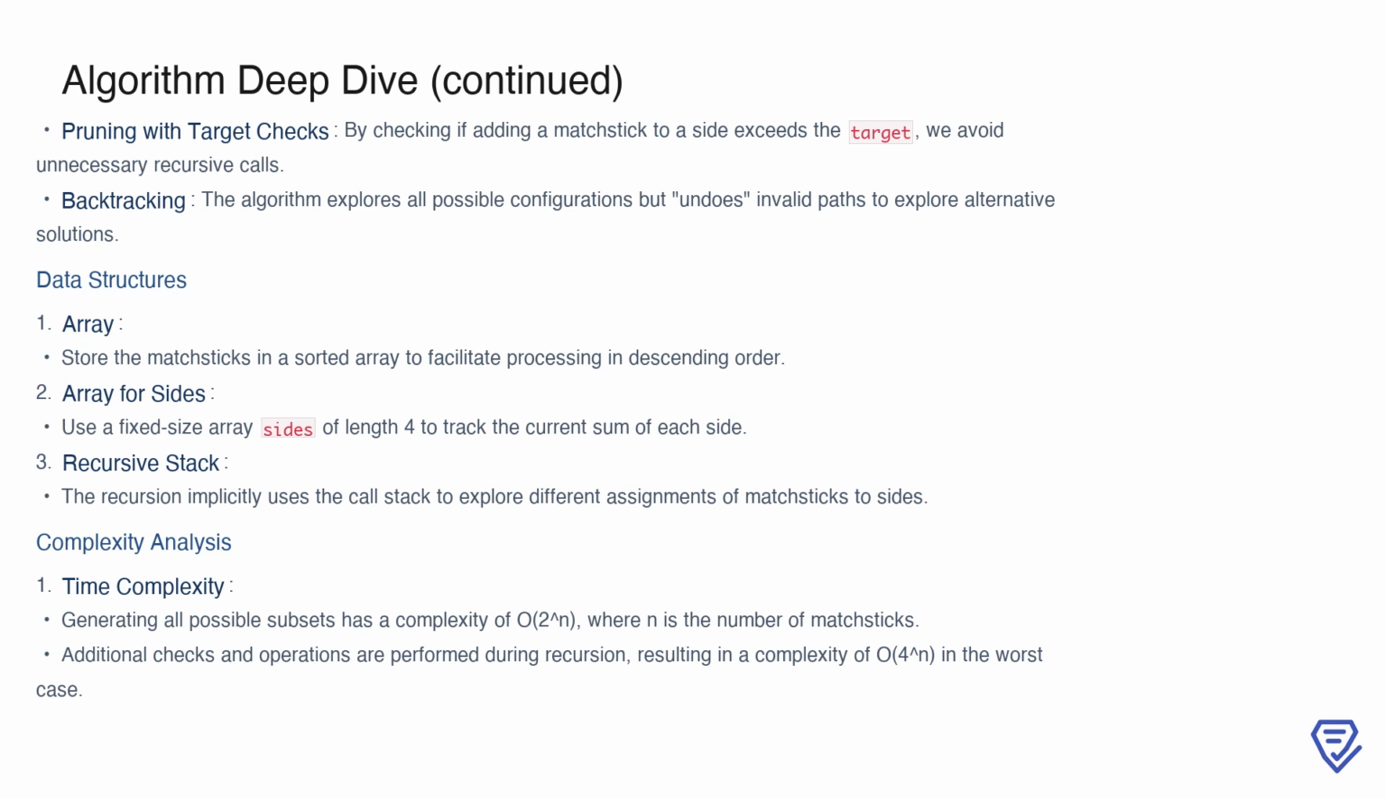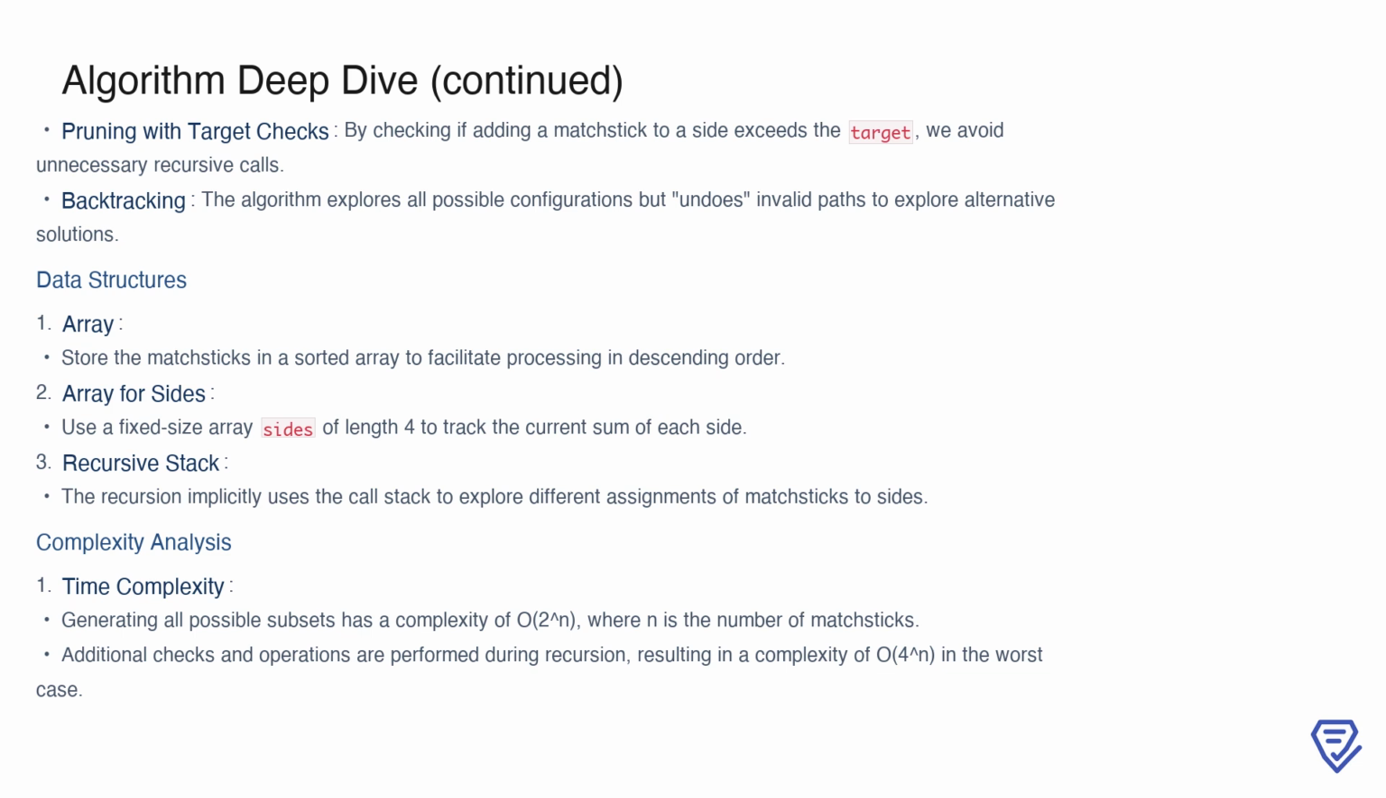In terms of data structures, we rely on a few key elements. The matchsticks are stored in a sorted array to facilitate efficient processing. A fixed-size array of length 4 tracks the current lengths of the square's sides. Finally, the recursion implicitly uses the call stack to manage the exploration of different configurations.